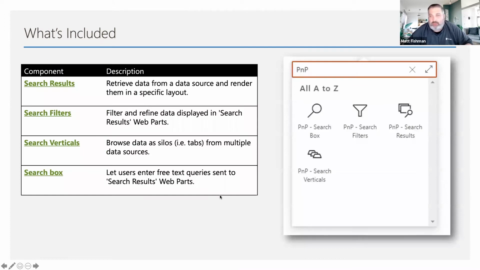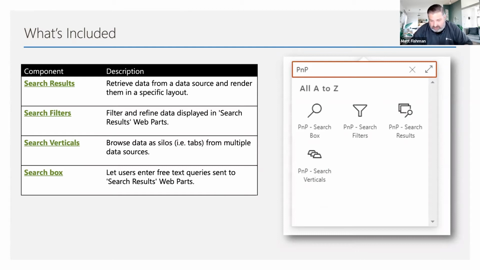All right, so here are our web parts. These are the web parts that come with the solution. So you have a search results web part. It basically receives data and then renders it using a specific layout. So search filters is basically your refiners.